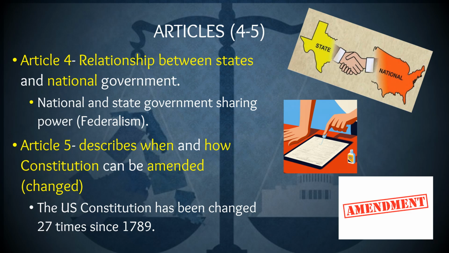Article 5 talks about and describes when and how the Constitution can be changed. Once again, guys, the United States Constitution has been changed 27 times since 1789, so there have been 27 amendments to the Constitution. So I can tell you right now that is not a lot. So you can assume that it is very hard to change the United States Constitution.